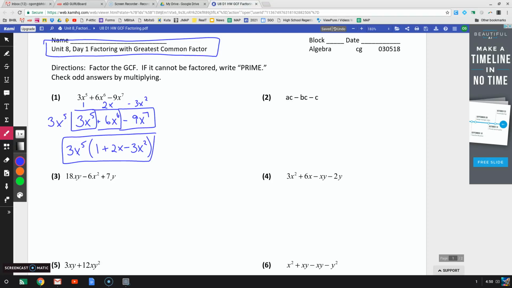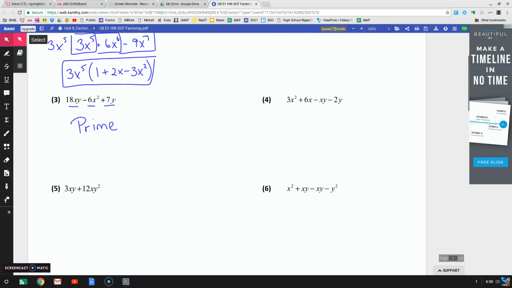I'm going to take a look at number 3. In number 3, again, I'm looking at all three of my terms, and I'm asking myself, is there a number that they all have in common, a factor? Is there a letter that they all have in common? And in fact, there is not. So this expression is considered a prime expression.